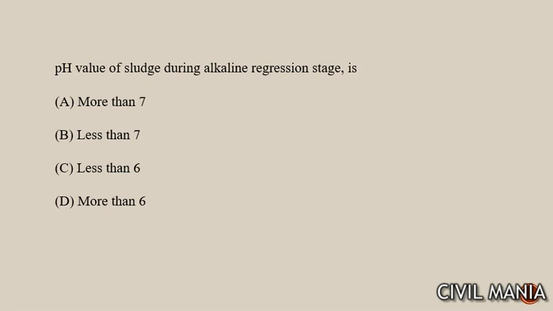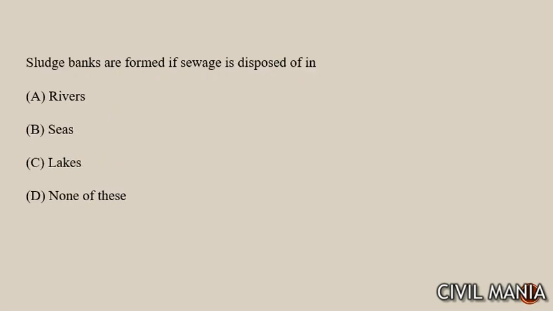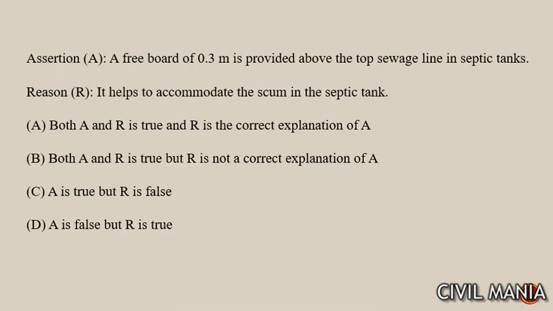which will be greater than 7, so it is more than 7. Next question है pick up the incorrect size of stoneware sewers: 52.5, 67.5, 82.5, all are present, so it will be none of these. Sludge banks are formed if sewage is disposed of in C. A freeboard of 0.3 meter is provided above the top sewage line in septic tank.